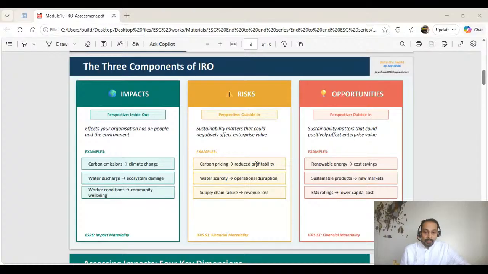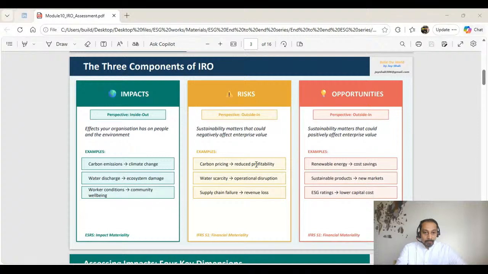Think about a manufacturing company, for example. When that factory runs, it produces carbon emissions, as we already know. Those emissions go into the atmosphere first, and that is the impact that we are going to take into account, not on the company's financial position, but on the actual physical world. That's what we mean by inside out.